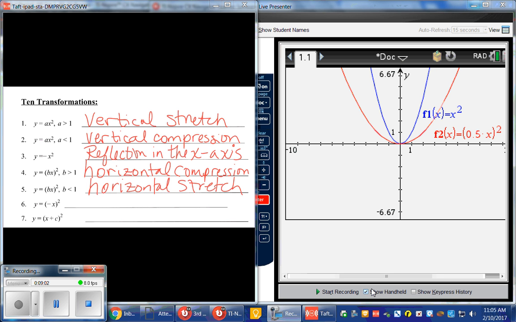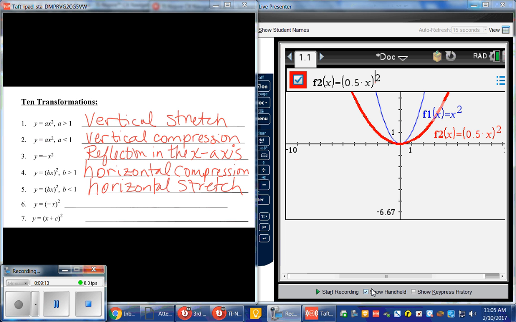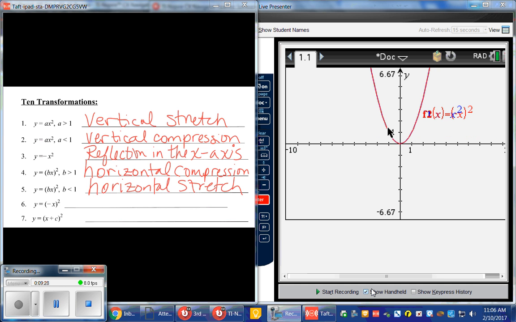So let's go up and let's change that 0.5 to a negative x squared. So go ahead and push tab. We're going to change that to negative x squared. So you might want to delete that times. There you go. Oh, what happened? It stayed the same.